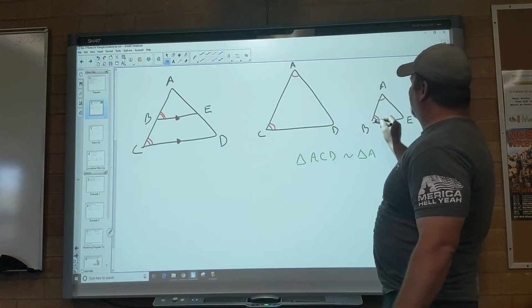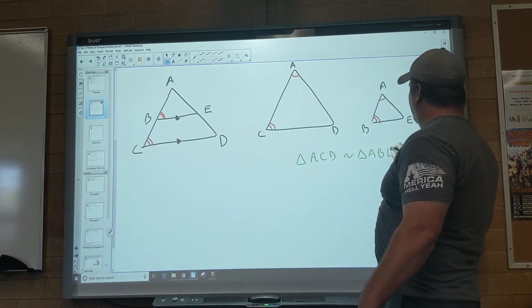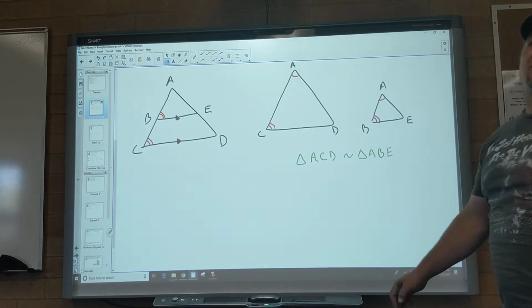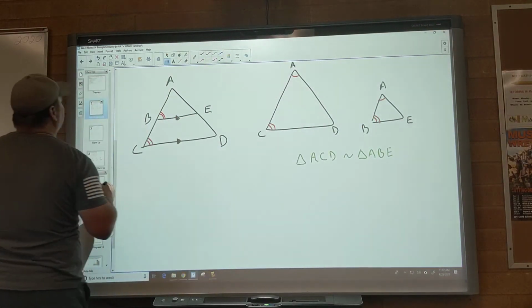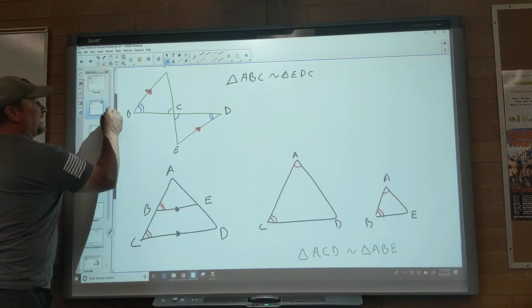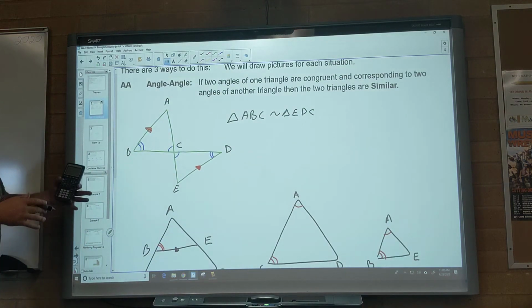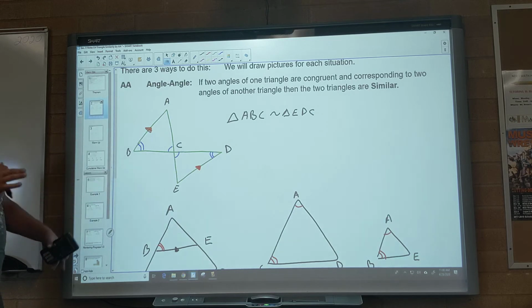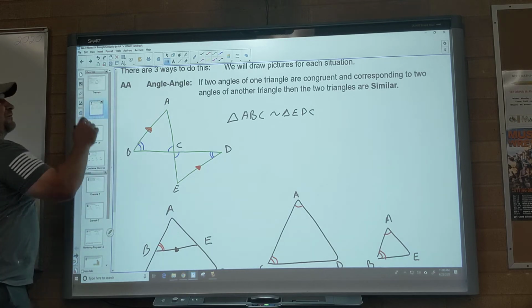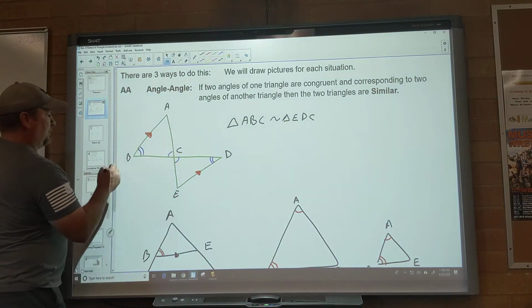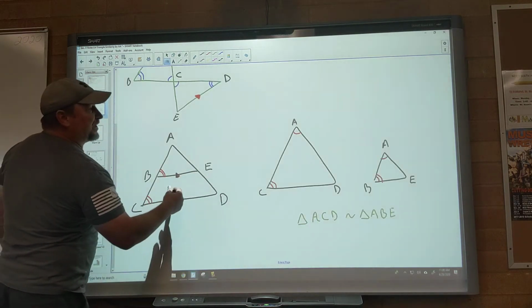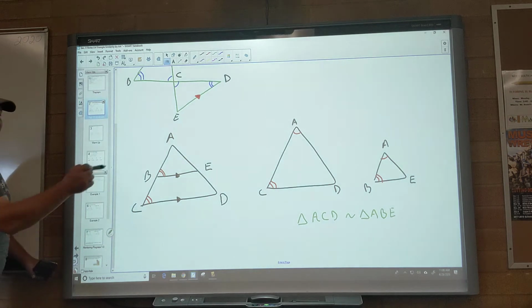A and C had 2, so B and E. And then we have 2 triangles that are similar. Okay? Those are the 3 ways that you really need to be convinced and understand how the 2 triangles can be similar based on 3 different pictures. The first picture, the second picture, and our third picture is the one I pulled apart. That's triangles inside of triangles.